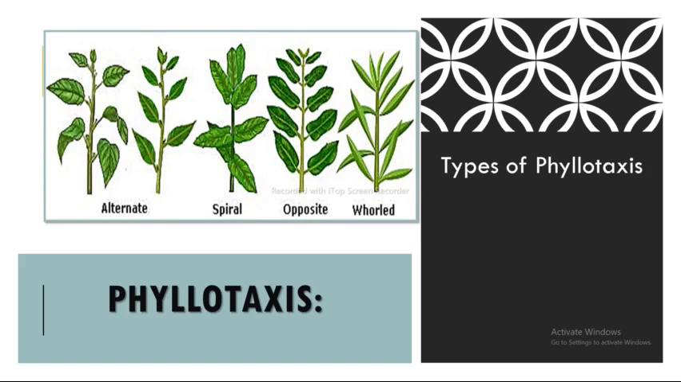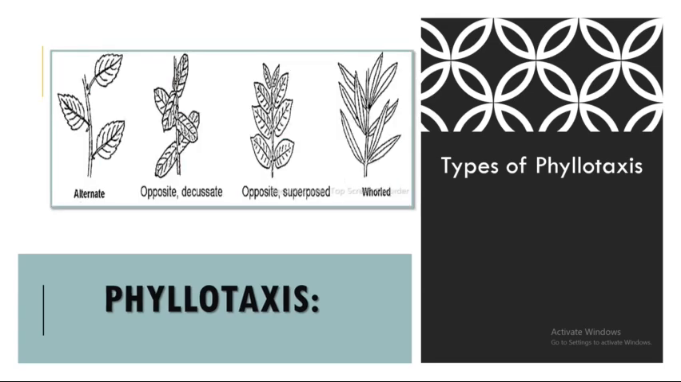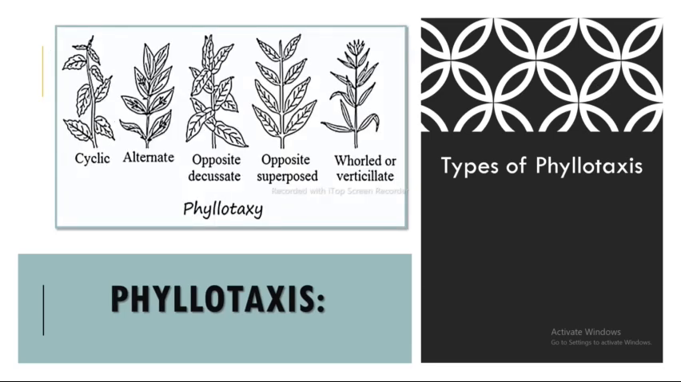So these are different types of phyllotaxis. The first is alternate spiral, alternate distichous, opposite decussate, opposite superposed, and rolled or verticillate.